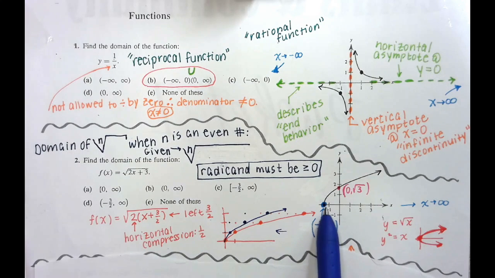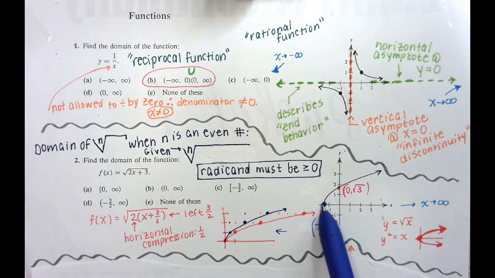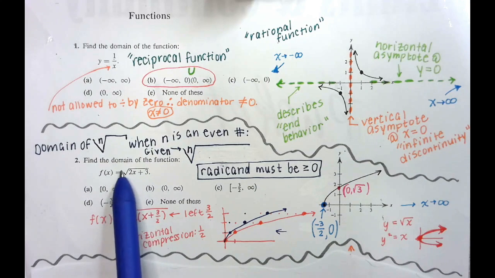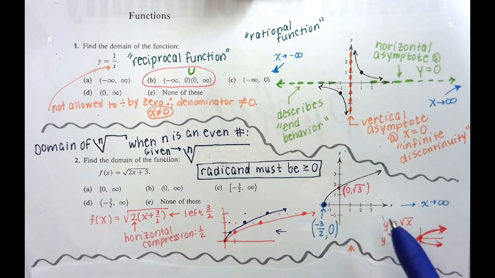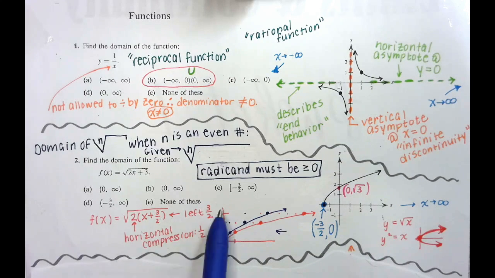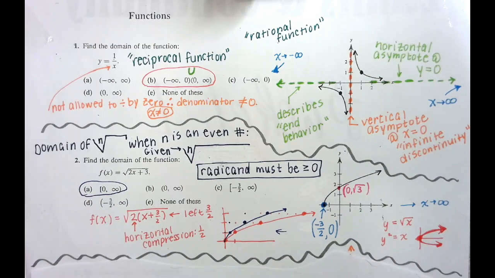If you tried to tell the domain from the picture, which some people just try to do, from left to right you're going to start here at negative 3 over 2, which is clearly included in your domain. It's defined at that point. If you plug it in, you'll get 0 under your radical, and you can take the square root of 0. It's 0. From there, it's good everywhere to the right, so that would make the domain from negative 3 over 2 until infinity, where negative 3 over 2 is included. Now, what else do we know?